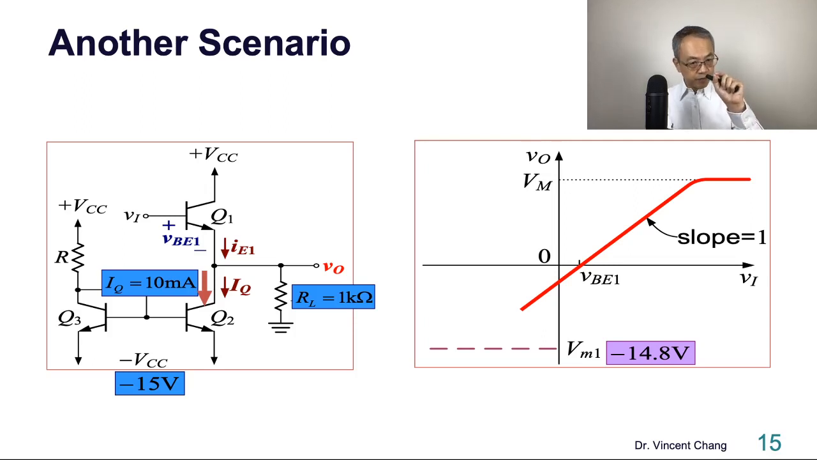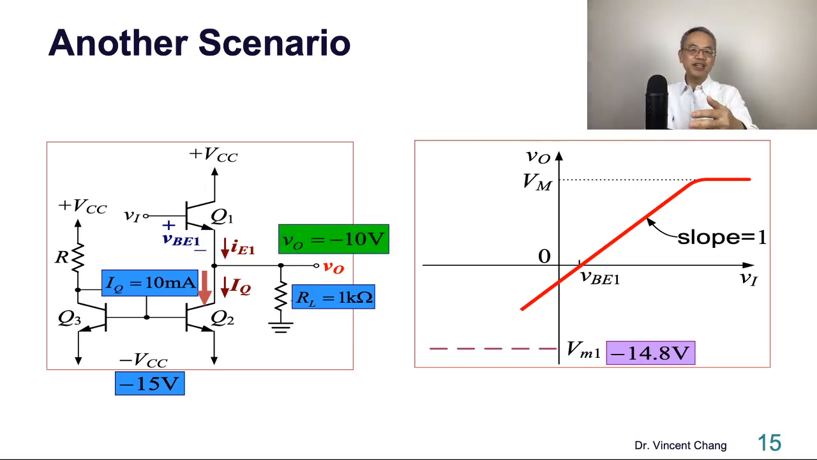Let's see. If this is the answer, 14.8 volt, then what happened? There will be a current of 14.8 milliamp, but the bias current is 10 milliamp. So the rest of the current, 4.8 milliamp, will be going upward, against the arrow. So this is impossible. This is ridiculous.